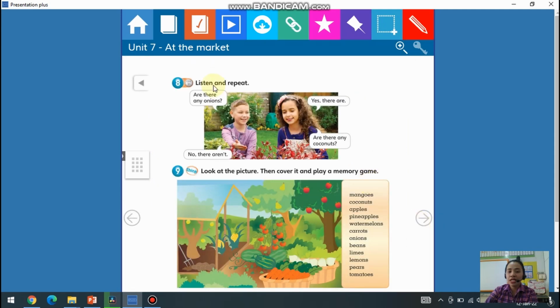Okay, here, so there are a few questions that can be answered by yes or no. This question can be answered by yes or no. Example here, are there any onions? And then by looking at the picture, the girl says, yes, there are. Okay, yes, there are. Are there any coconuts? No, there aren't.